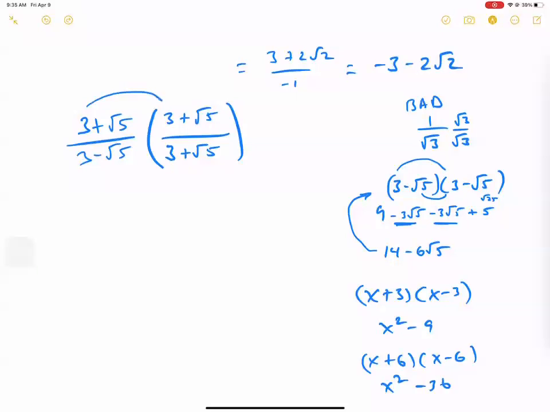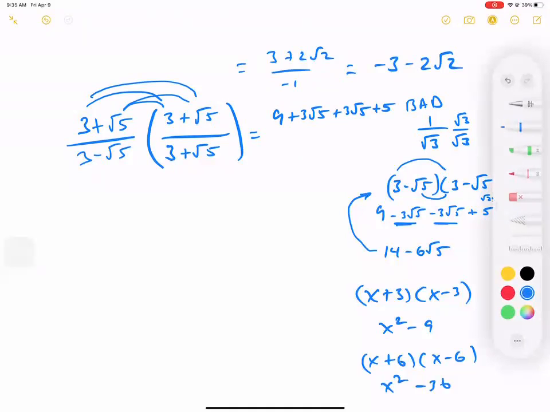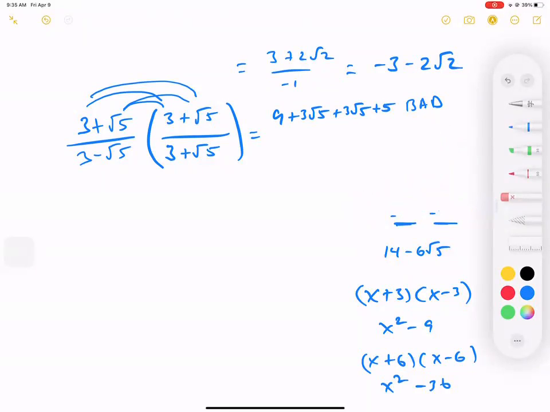So let's do the top first. 3 times 3, 3 times square root of 5, square root of 5 times 3, and square root of 5 times square root of 5, right? Everyone multiplies everybody. This is just the distributive property. 9 plus 3 square root of 5 plus 3 square root of 5 plus, we're going to write just 5, because square root of 5 times square root of 5 is 5. And then on the bottom, since it is a conjugate, I'm just going to write 9 minus 5. Right? 3 times 3 is 9, and square root of 5 times square root of 5 is 5, and we just have a negative sign between.